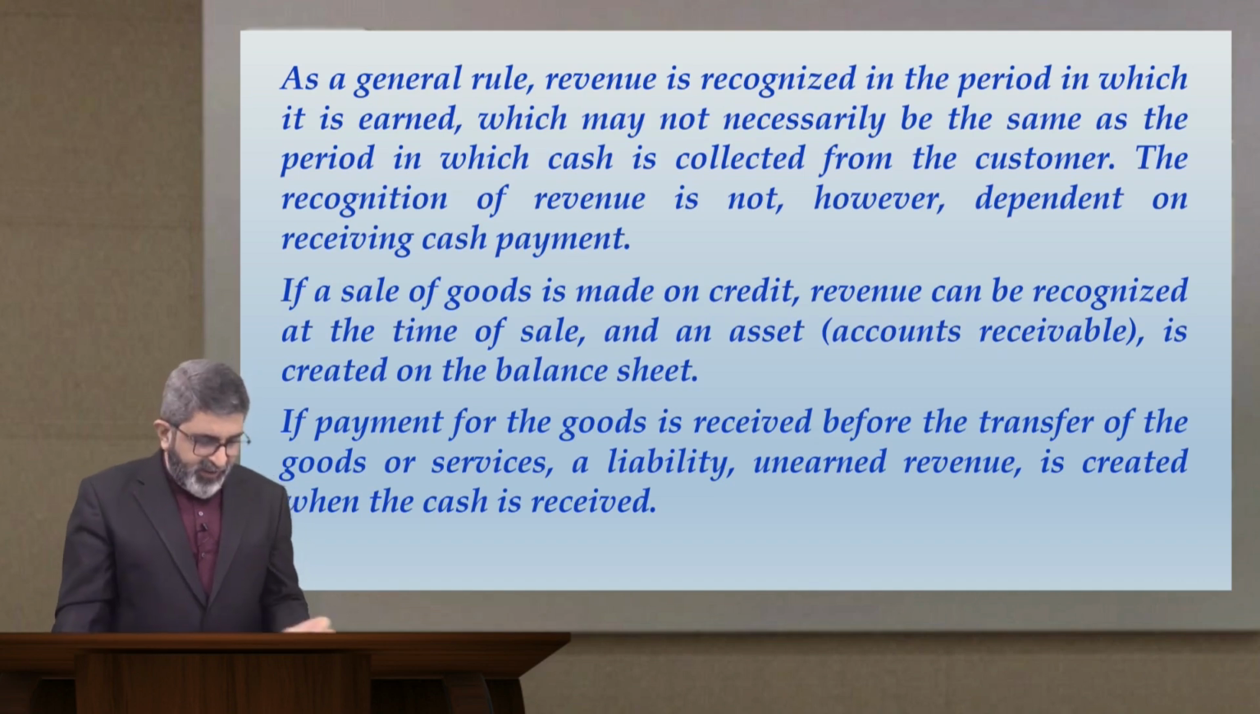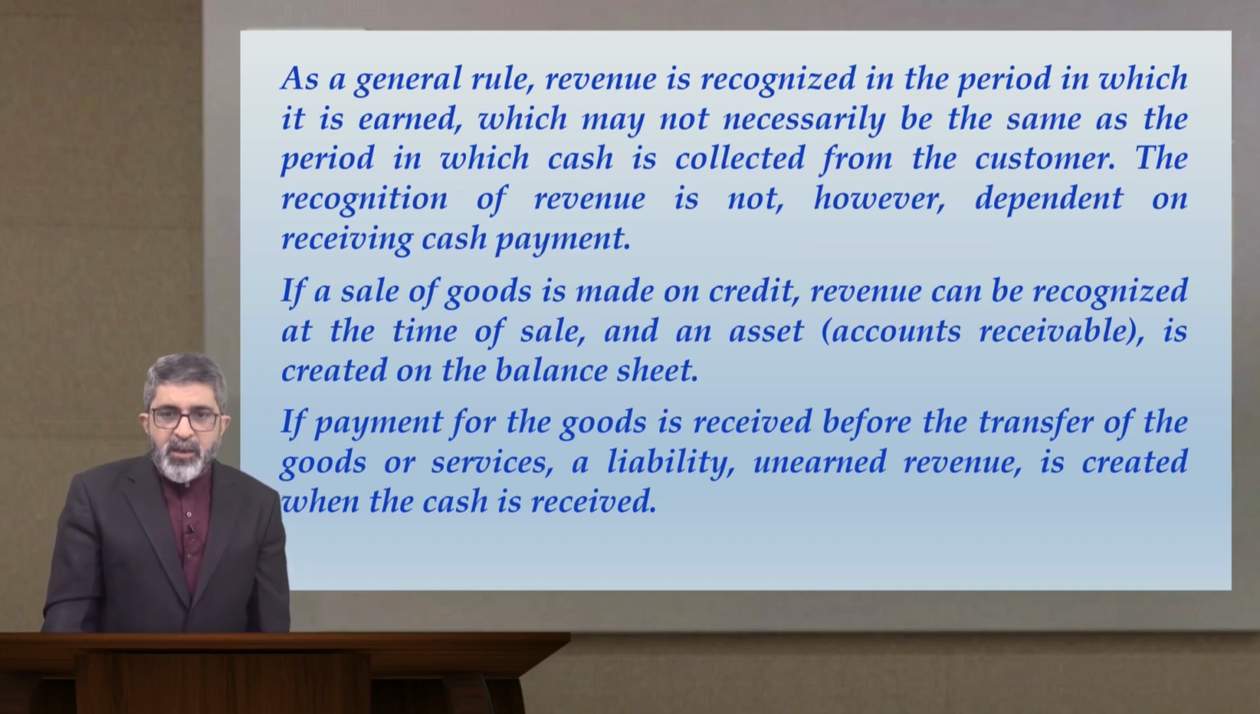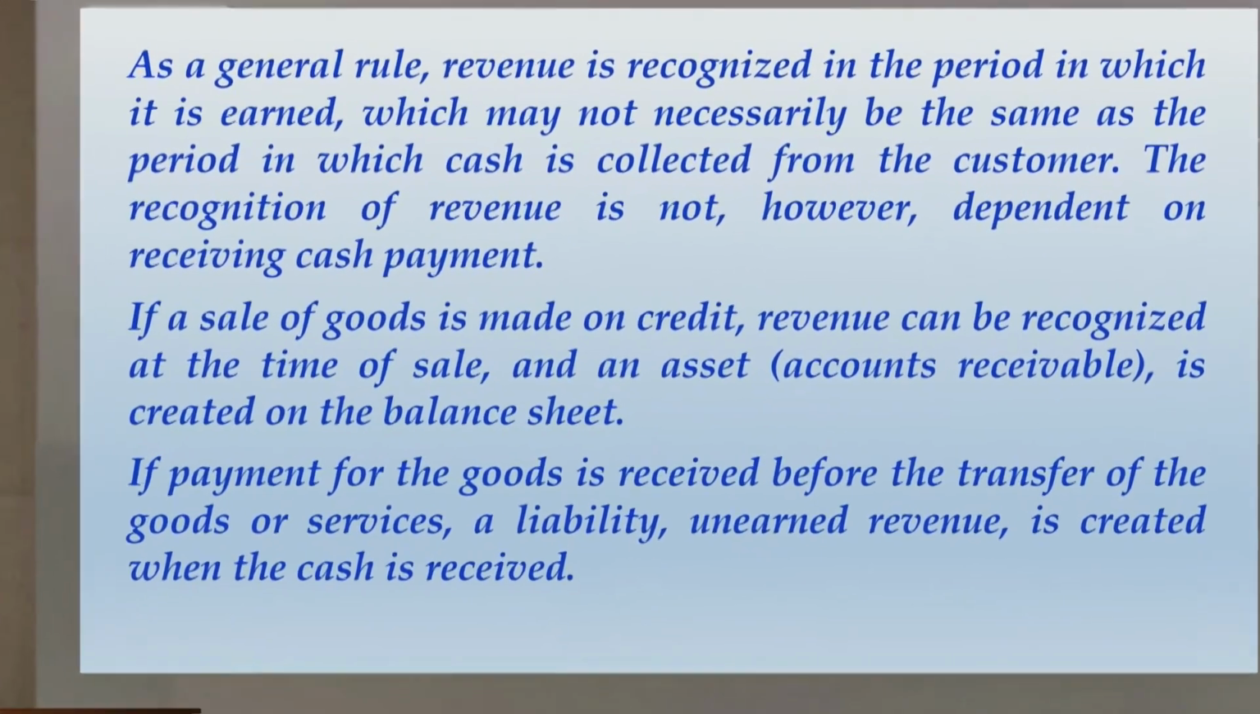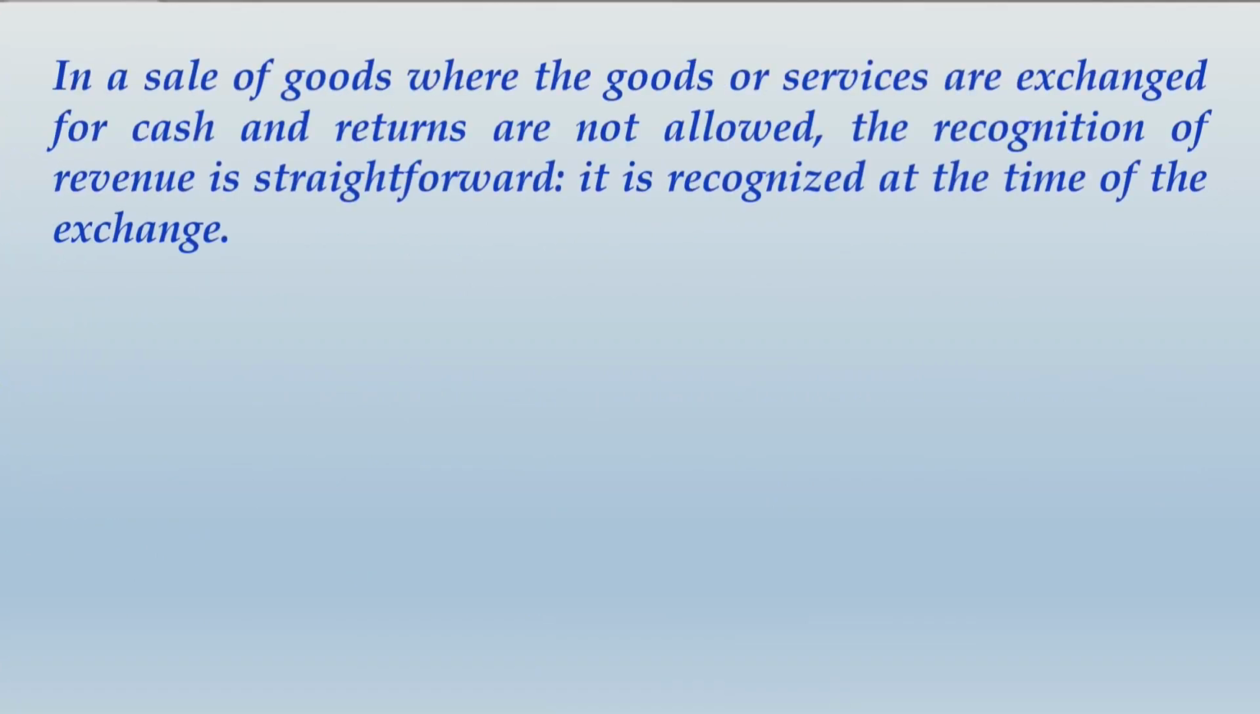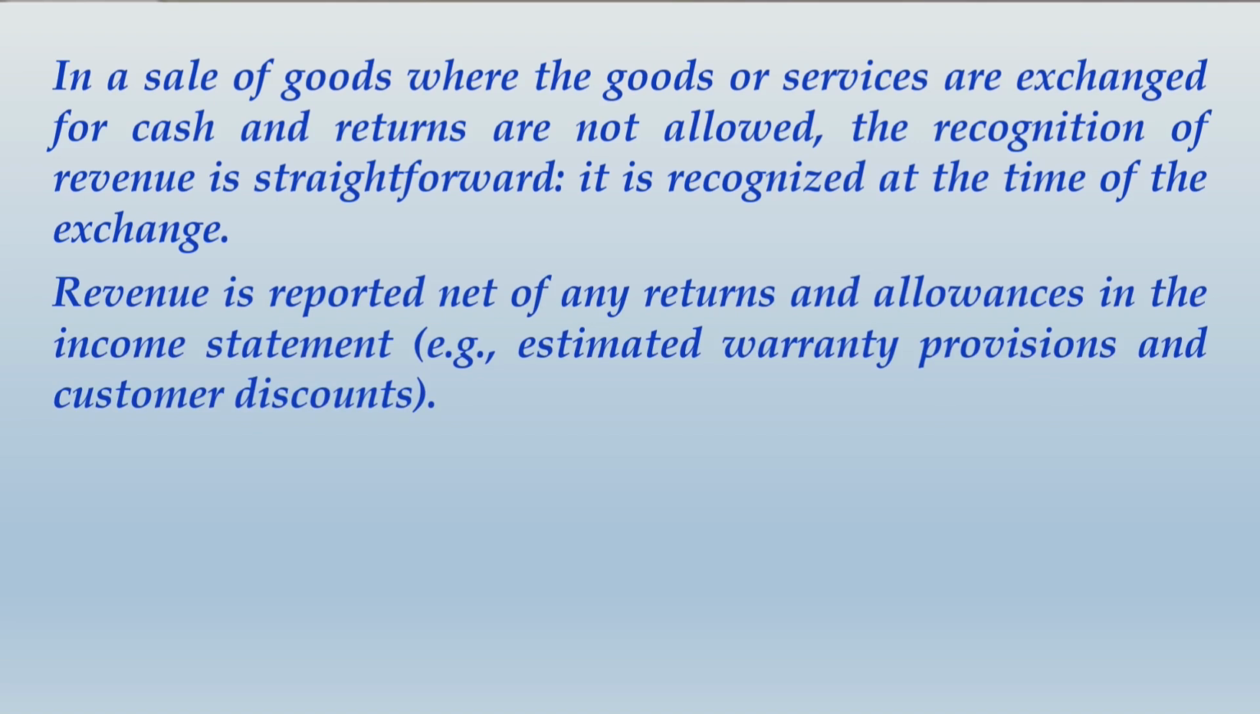So let us write some additional notes over here. Please focus on this point further, what we have discussed. In a sale of goods where the goods or services are exchanged for cash and returns are not allowed, the recognition of revenue is straightforward. It is recognized at the time of exchange. Revenue is reported net of any returns and allowances in the income statement, for example, estimated warranty provision and customer discounts.